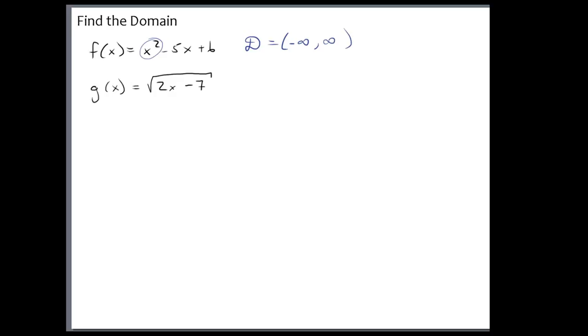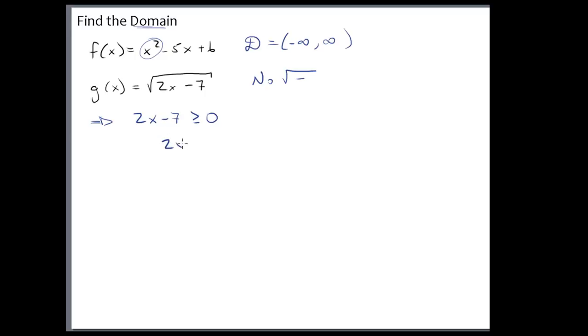Alright, what about this? g of x is equal to the square root of the quantity 2x minus 7. Now when we're working with domains, we say we cannot have any negative square roots. I cannot take the square root of a negative number. So that means that 2x minus 7 can be equal to 0, but it cannot be less than 0. It's got to be greater than or equal to 0.